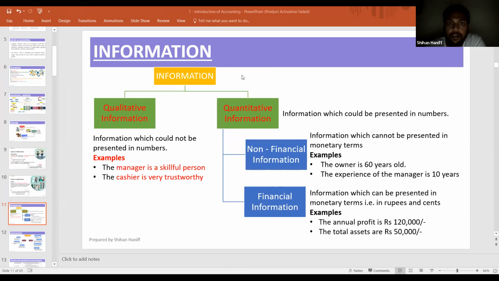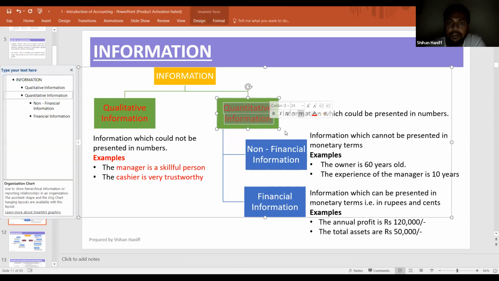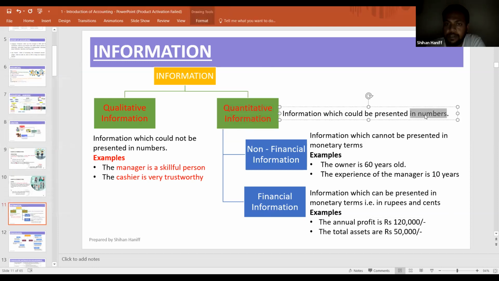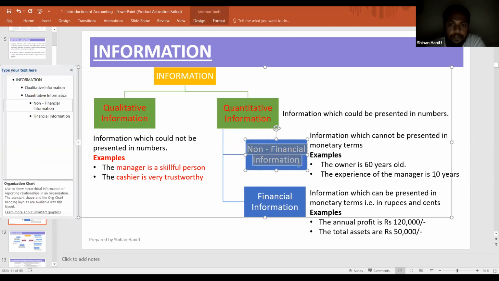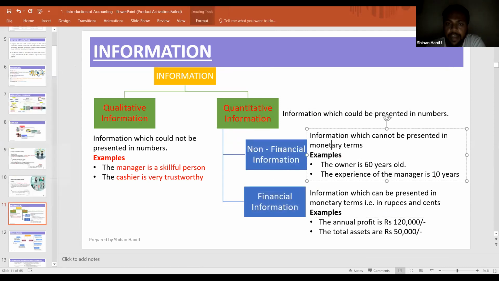We take quantitative information. So what is quantitative information? Which you can present in numbers. And we don't take all the quantitative information. It is divided into two: non-financial information and financial information. Non-financial, for example, the owner is 60 years old. It's non-financial. So we don't take non-financial. The manager's experience, 10 years. That also we don't take.